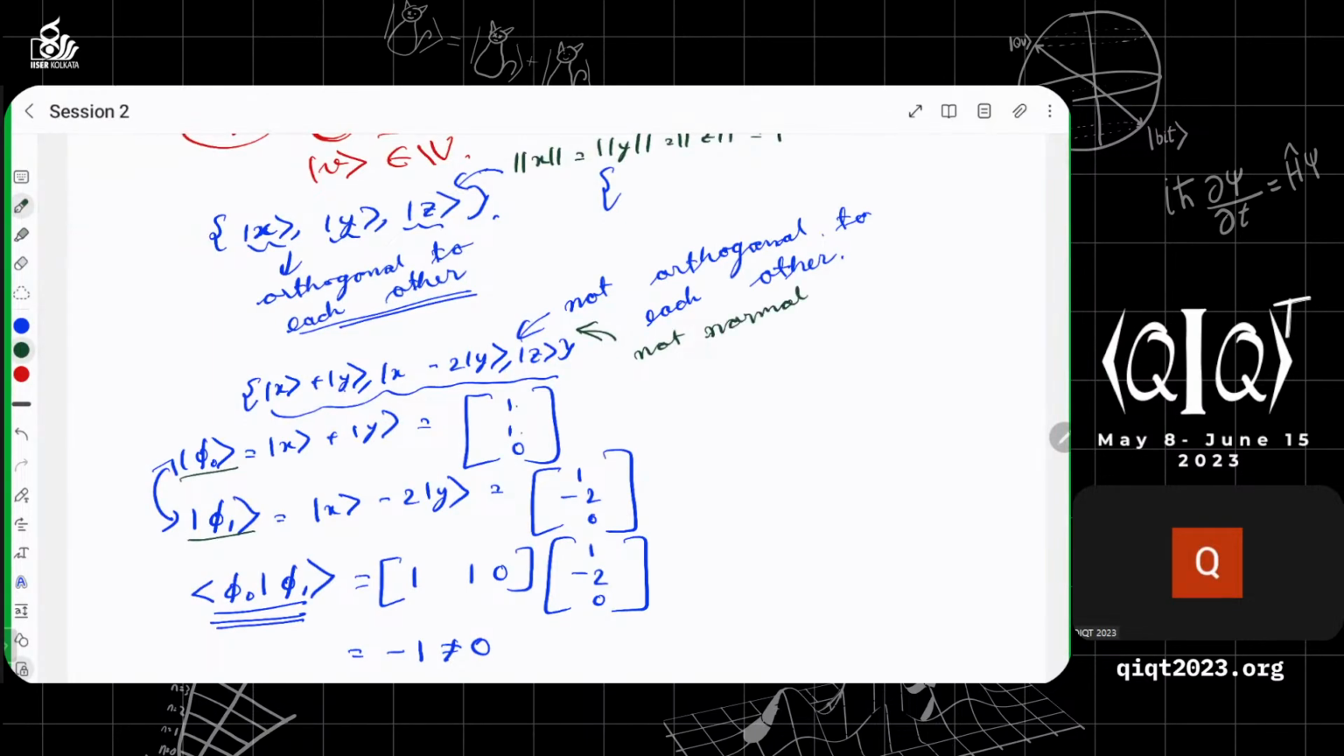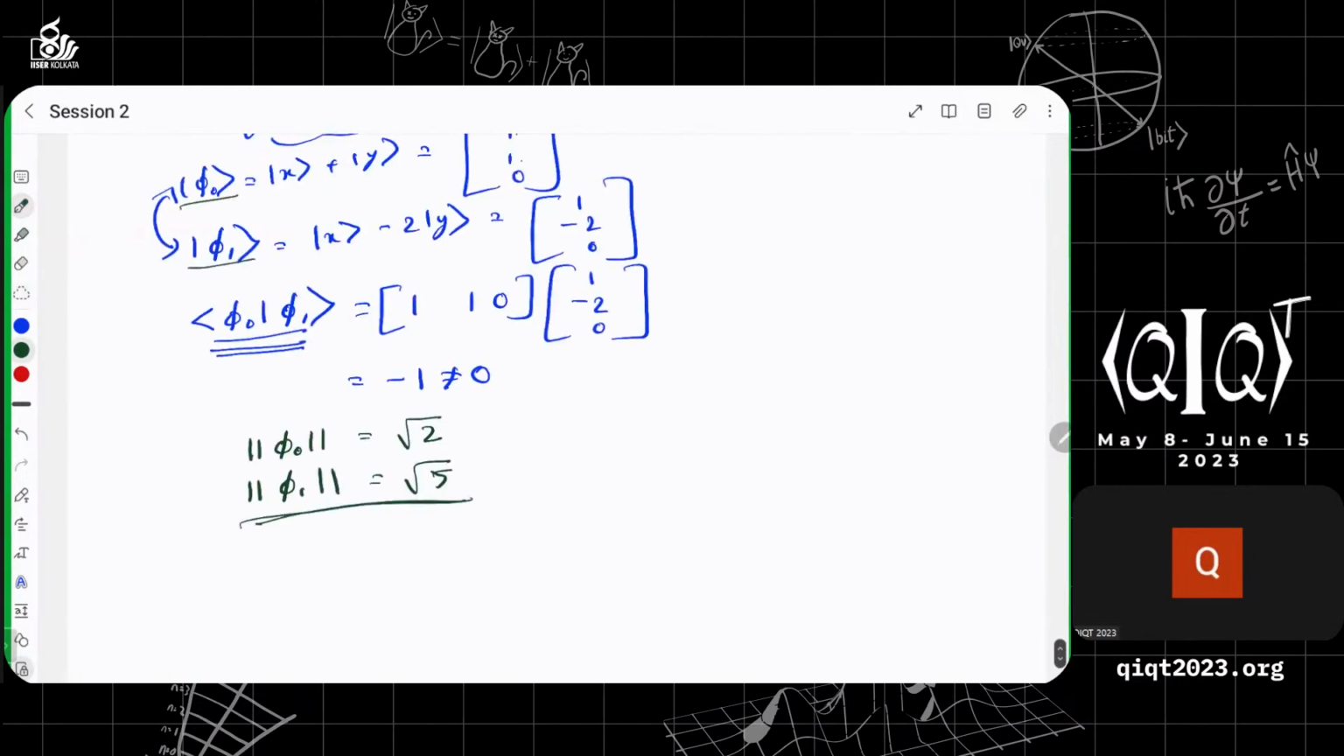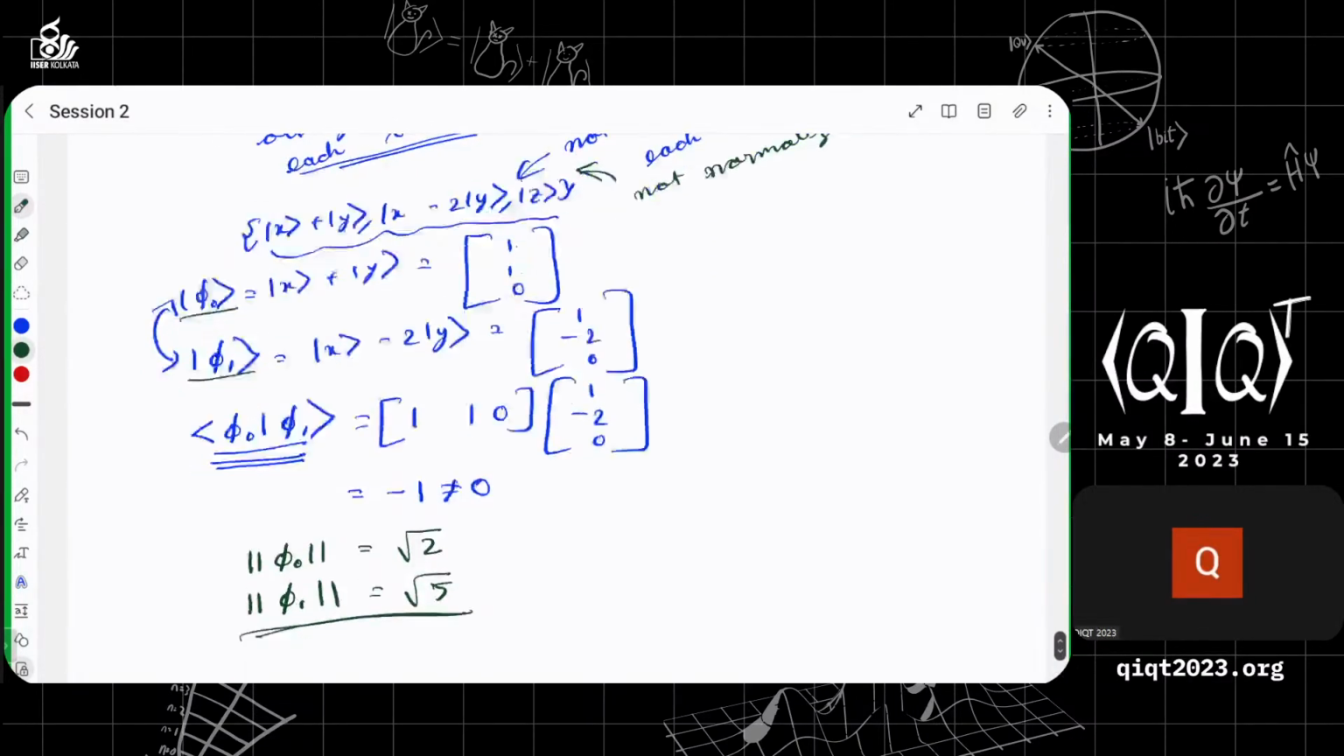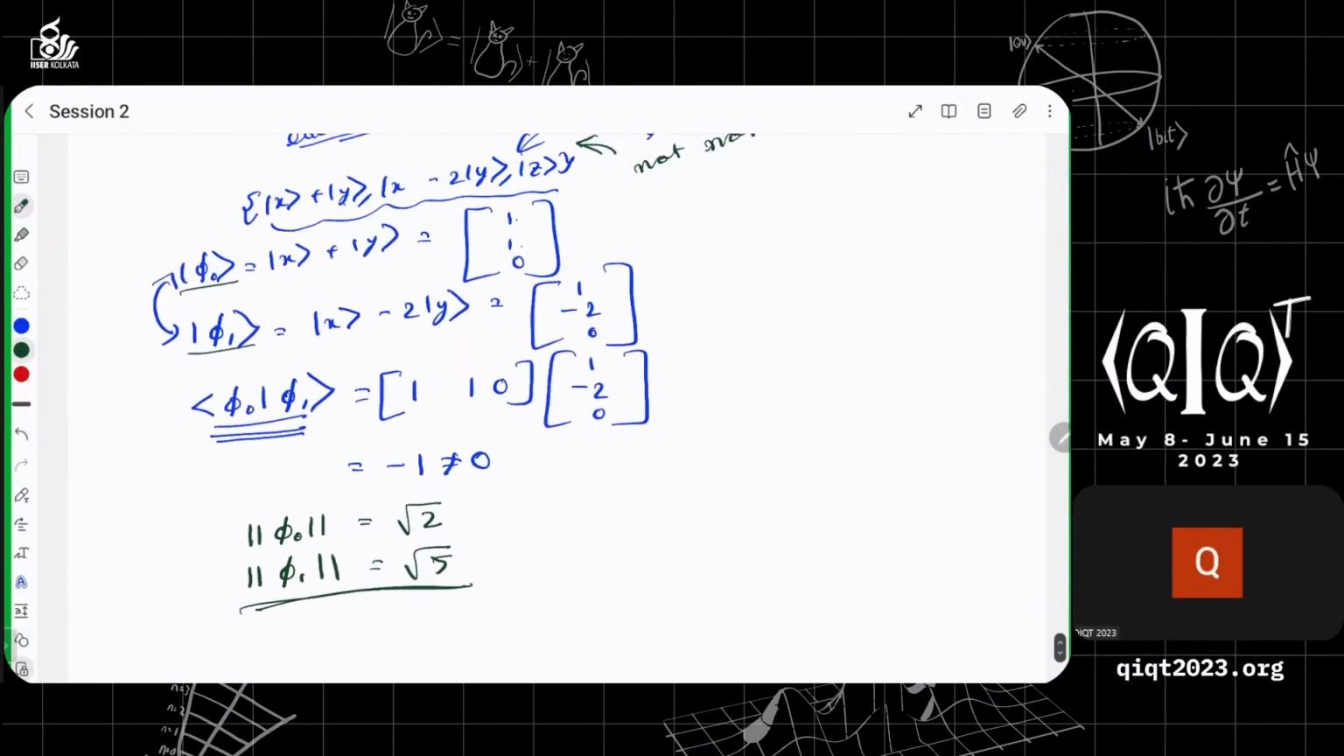For example, we have in this case, but here they are orthogonal and they are normalized, as in their norm is already 1, but here the norm is not 1. Of course, if we have a basis, we can make the norm 1. So for example, if you have phi naught, a ket vector, and you want to make its norm 1, what would you do? Just divide by the norm, right? That will make the norm 1.